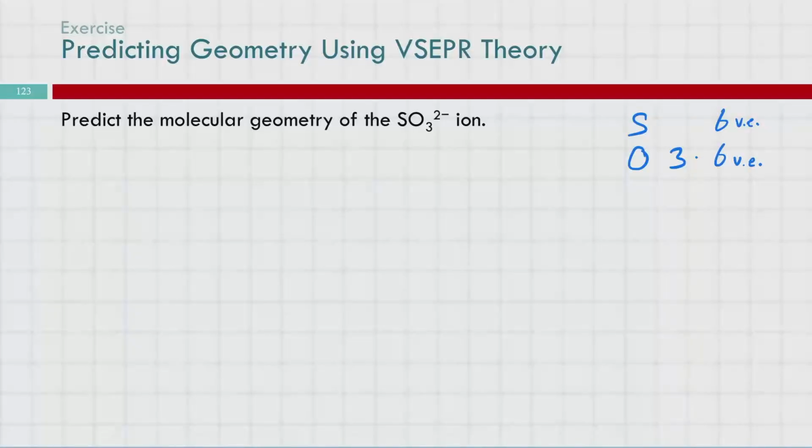What else do we have that contributes electrons? We've got a 2-. So the 2- charge also means that we add 2 electrons. We'll call them VEs. So we have 20 valence electrons, not 20, 26 valence electrons.